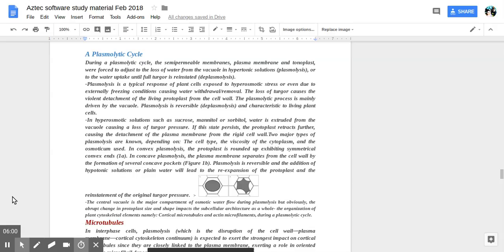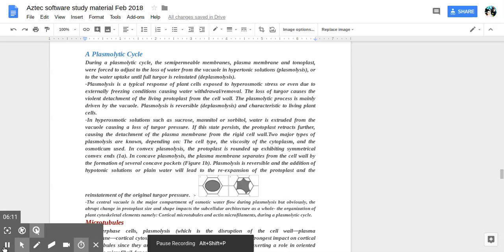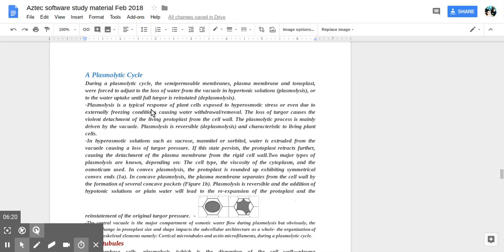So plasmolysis is the opposite of deplasmolysis, which is when water enters the cell. Plasmolysis is when water leaves the cell. Plasmolysis is a typical response of plant cells exposed to hyperosmotic stress, which means there's a lot of solutes on the outside of the cell pressuring the cell. So all the water wants to leave the cell according to the gradient, going down the gradient.